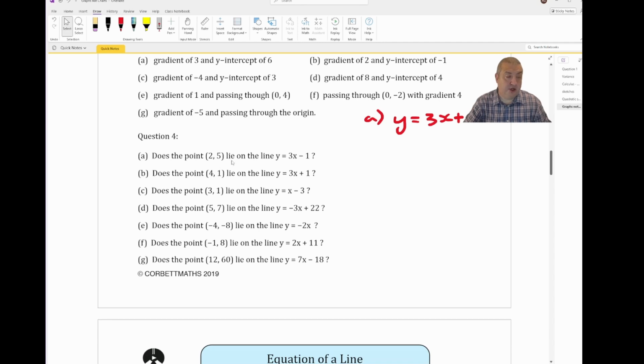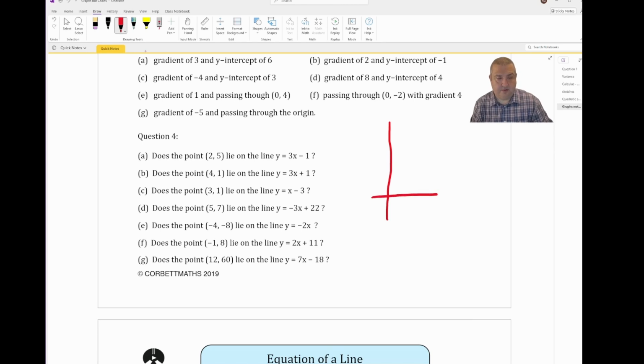Question 4. Does the point 2, 5 lie on the graph y equals 3x plus -1? So remember, with our coordinate system here, if we were to draw this as a graph, better with a ruler, that this crosses at -1 and goes up something like that, probably a bit steeper than that.